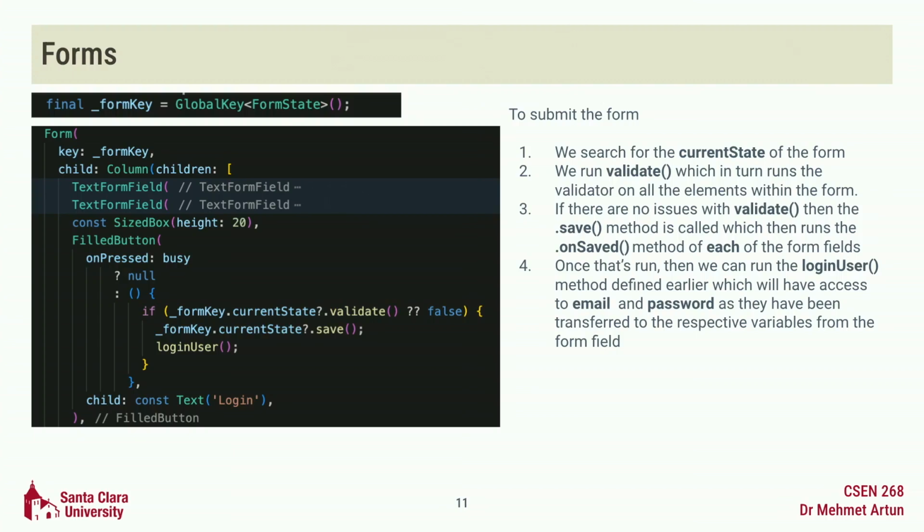So that's the form. It has the form key, and with this we attach to the current state and validate and save and log in the user. Okay. I think this is the explanation part. Now we can go to the code, pull the code and start working on the code. Any questions on this so far?